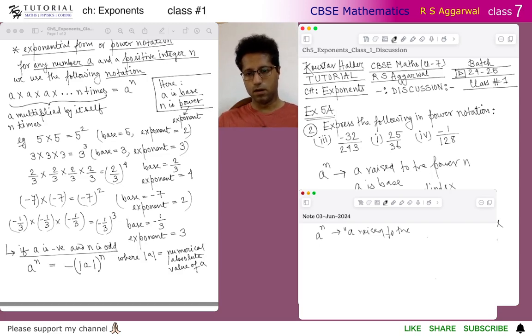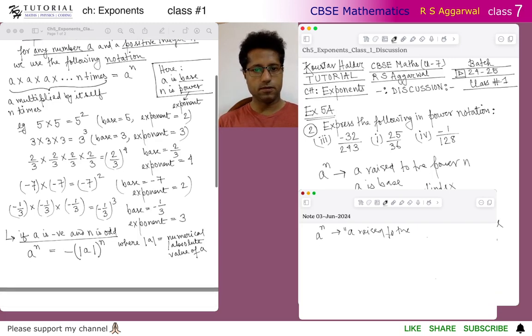So this is the better form. You take the numerical value of minus 3, that is 3, and you raise that to the power 3, and you give a negative sign for cases where the number a is negative and n is odd. So that is an important thing to note.